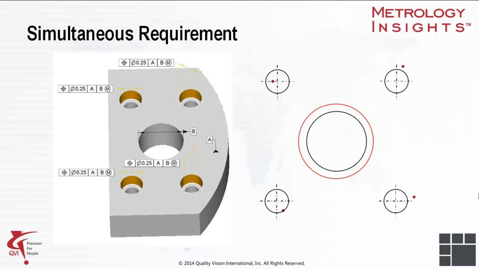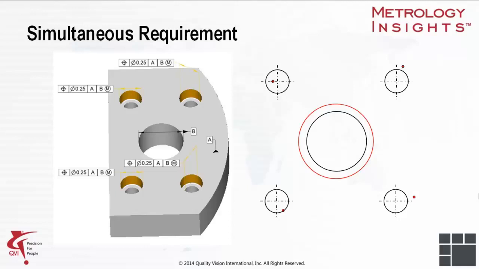Datum B is simulated at the maximum material boundary as shown by the M modifier. This part could be inspected by a hard gauge where the datum is simulated at the virtual condition. This gives mobility to the feature control frame. Let us represent the gauge and the measured points as shown on the right. For simplicity, we will consider this as a two-dimensional problem. The datum is represented by the large black circle in the center, and the four tolerance zones are the smaller black circles with crosshairs.